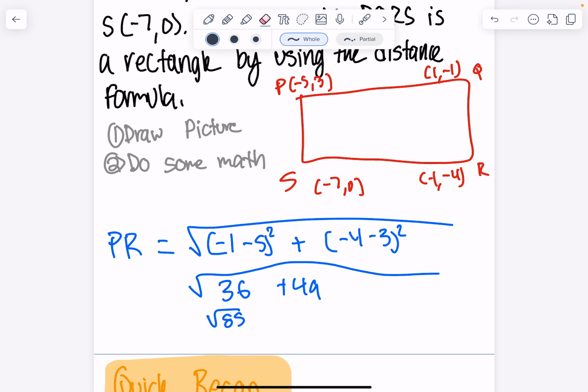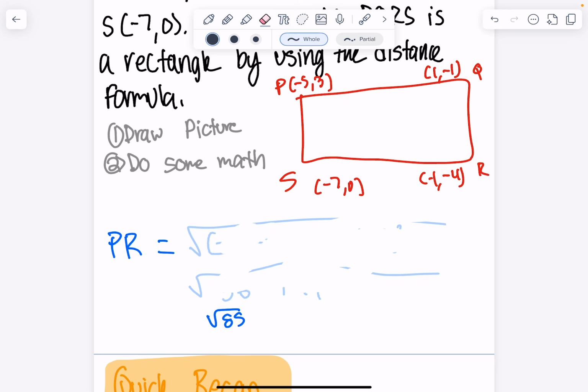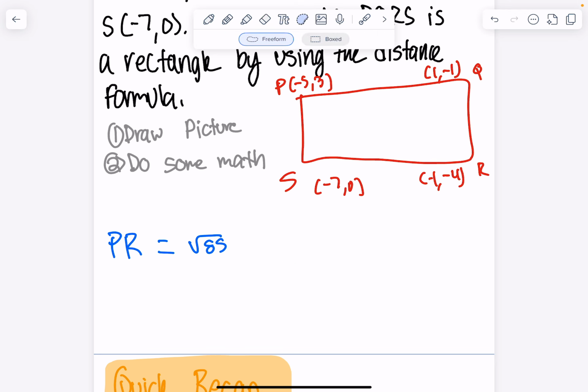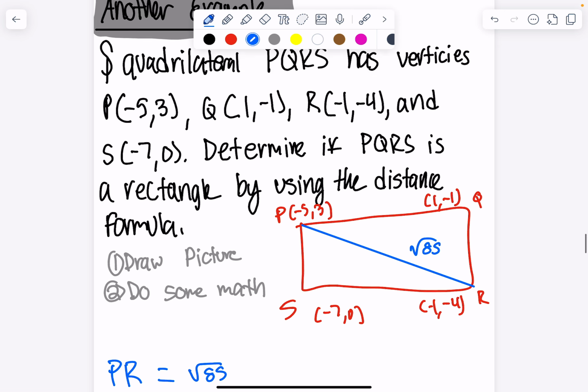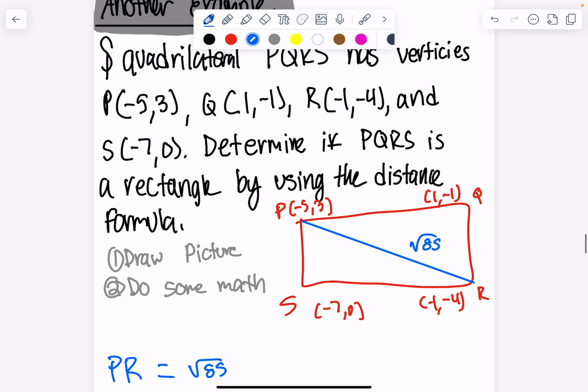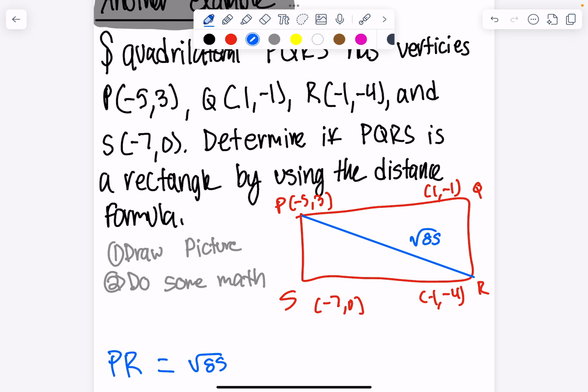Okay, let's hold that thought. Square root of 85 for PR. And we'll drag this up. And so we just found that PR, again, is the square root of 85. Is there units? No units. And we also need to see, is the other diagonal the same? Is QS or SQ congruent? So let's go ahead and do that now.